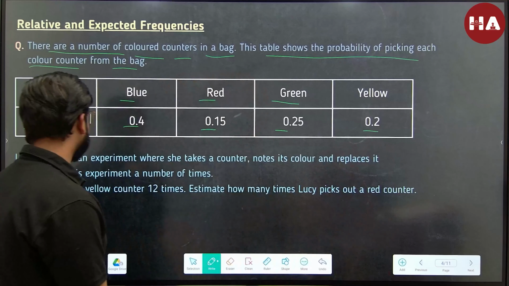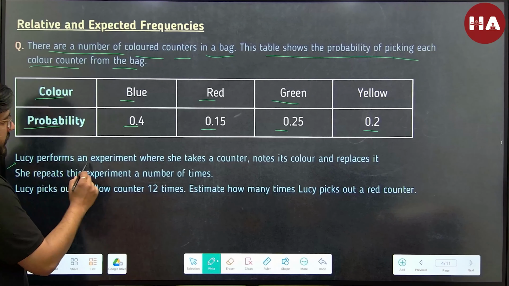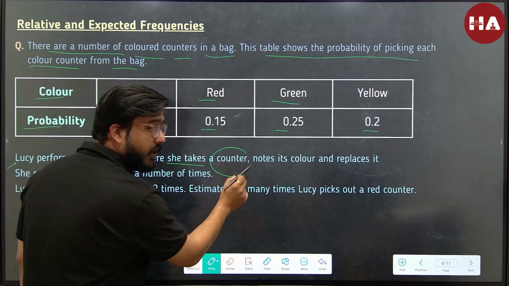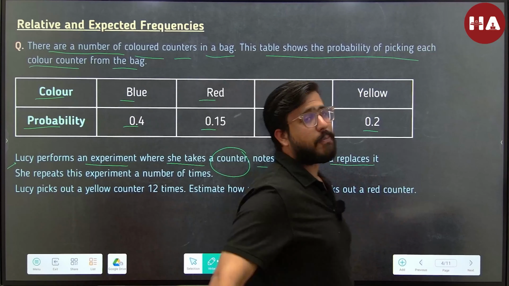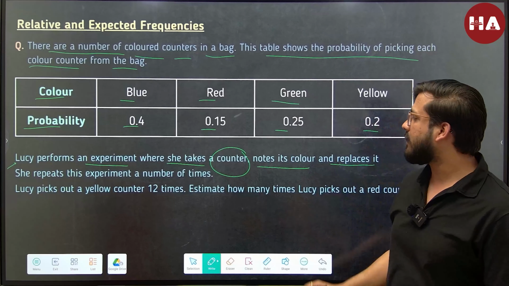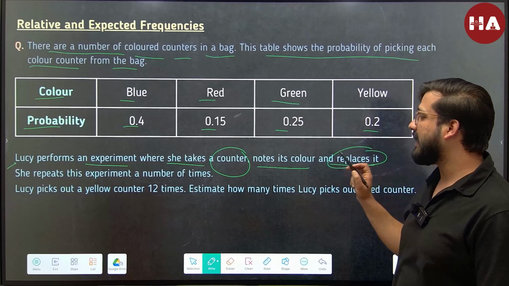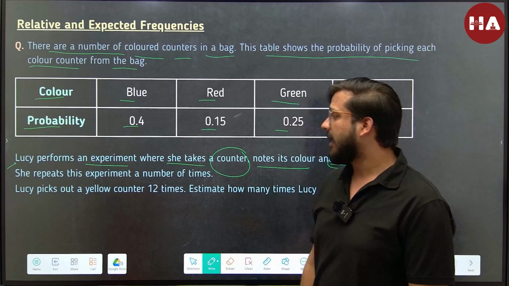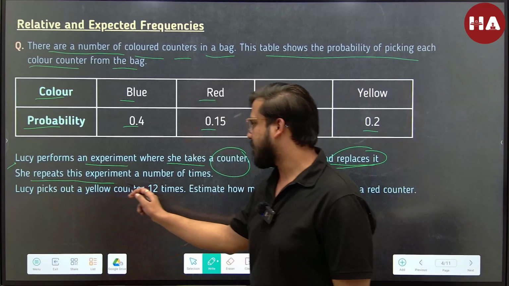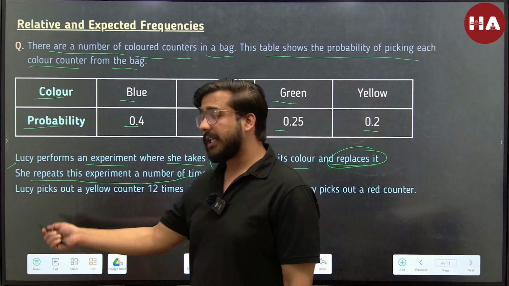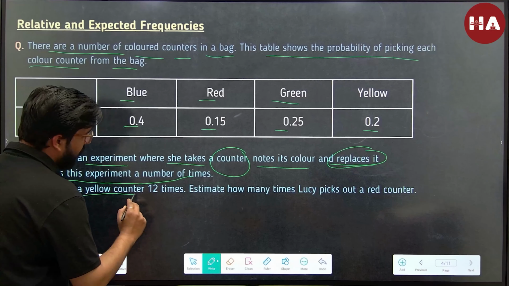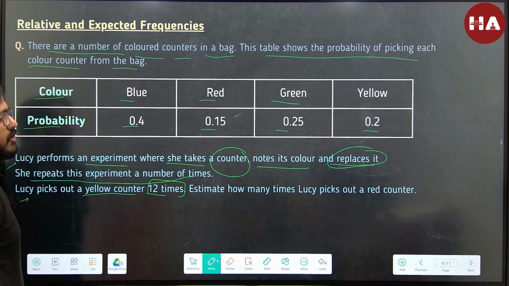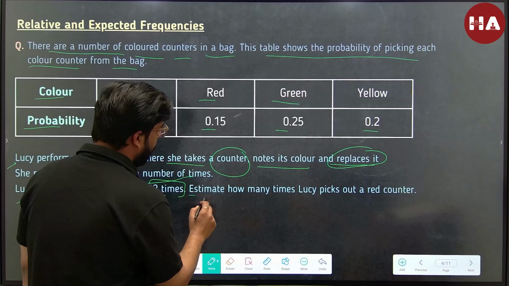The question states that Lucy performs an experiment where she takes a counter, notes its color and replaces it. So basically the total number of outcomes will not change, as there is a replacement. She repeats this experiment a number of times. Make note that Lucy picks a yellow counter 12 times. This is the number of favorable outcomes in the question.